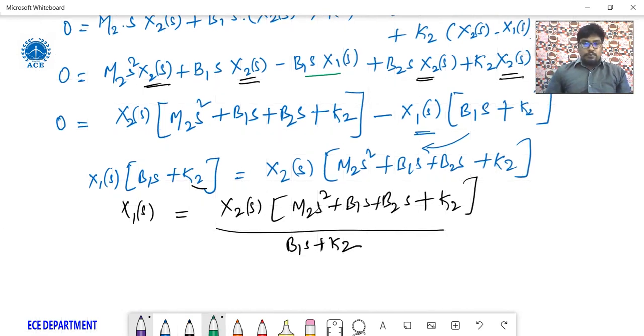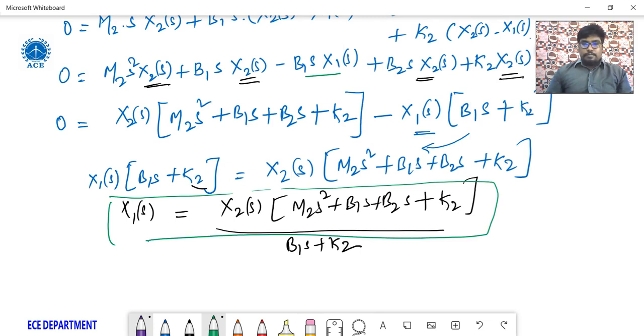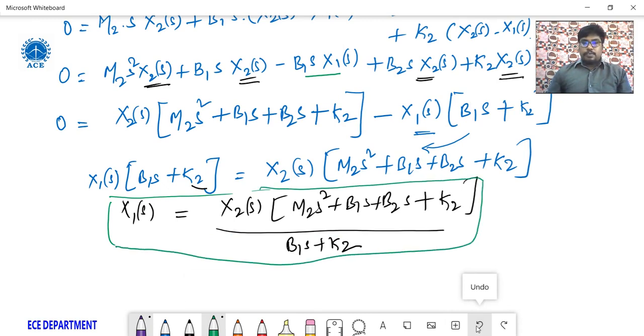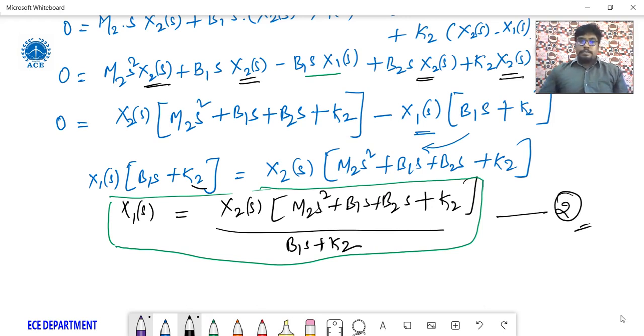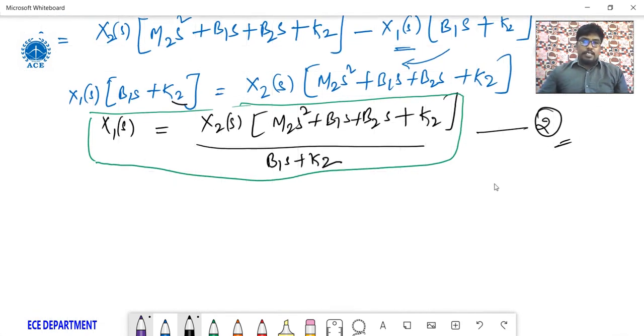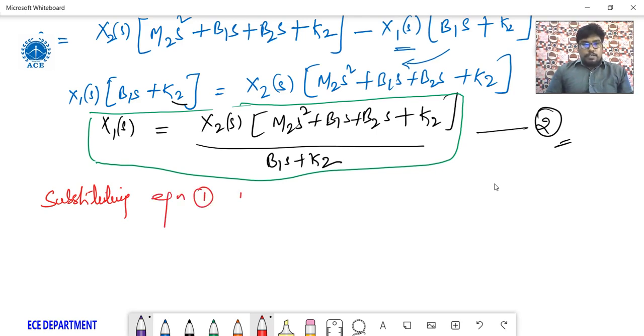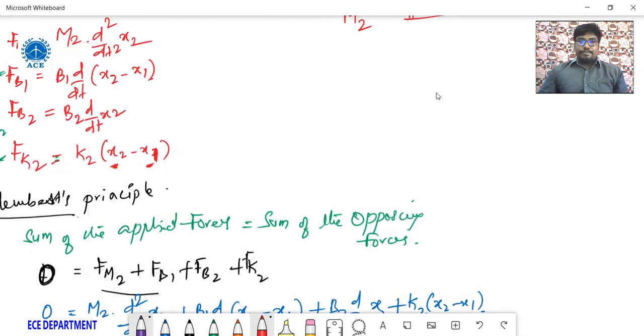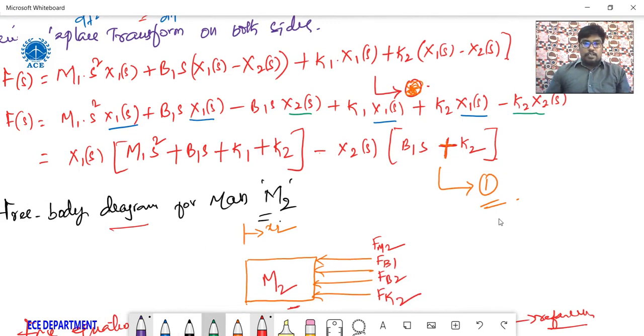Now consider this as equation 2. Now substituting equation 2 in equation 1. The equation 2 is here. Let us see equation 1 once again. We would like to rewrite equation 1. So this is equation 1 we have here, f of s is equal to.